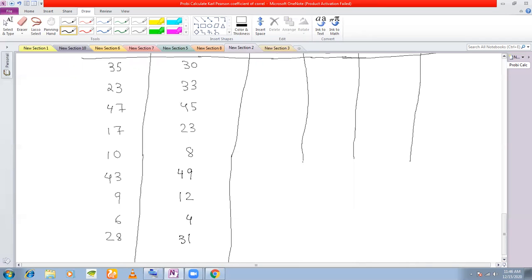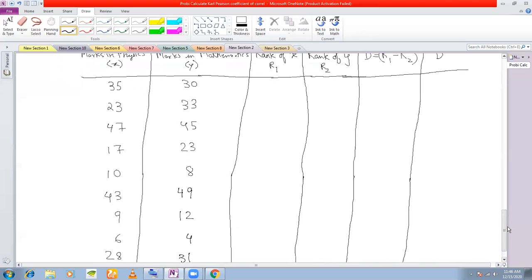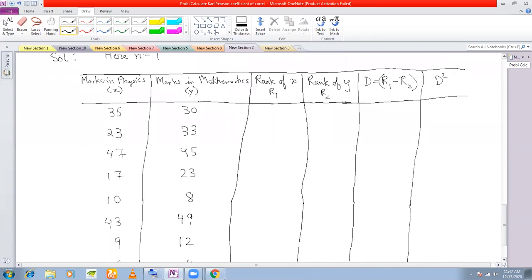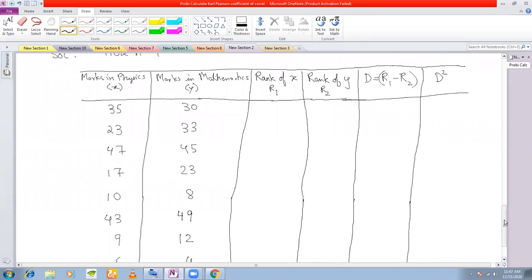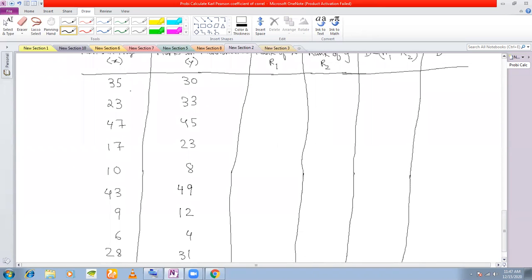Okay, next we assign the ranks. Now here you have to be a little careful in assigning the ranks. How do you assign the ranks? See, rank of X. Look at the values of X. If you see these values of X, which one is the highest value? The highest value among X is 47. So you give it a rank 1. You understand this?